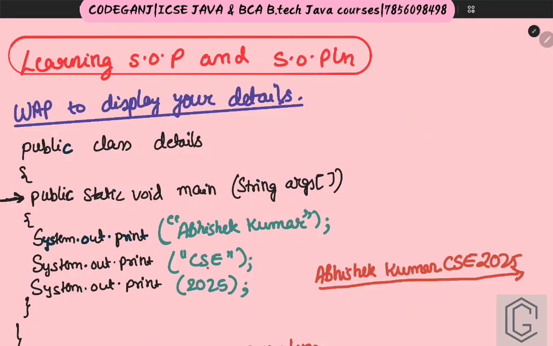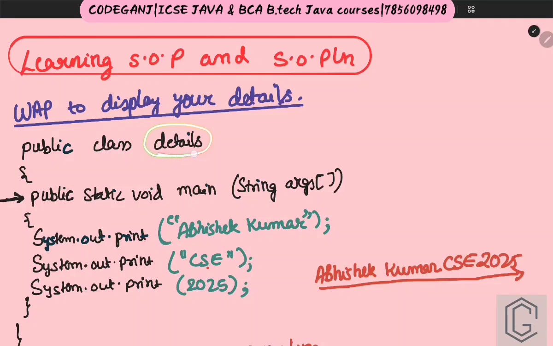Okay, so the very first program here, we are going to understand the key concept of System.out.print and println. Suppose I ask you a question: write a program to display your details. So your details can be your name, your branch, and your year of passing, or which year you are, right? How do we start a program? So how do we exactly start it?